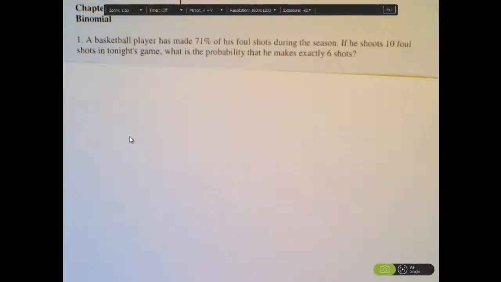All right, so let's take a look at Chapter 17. Chapter 17 is of huge importance. You have two probability models that we discussed, the binomial probability model, which we're going to start with, and then we're going to take a look at the geometric probability model as well.